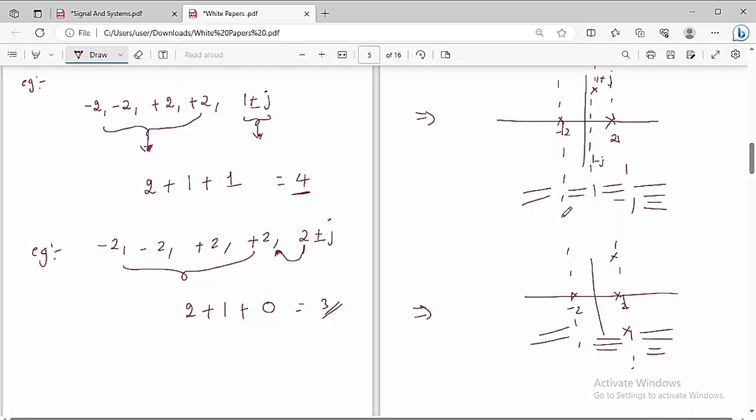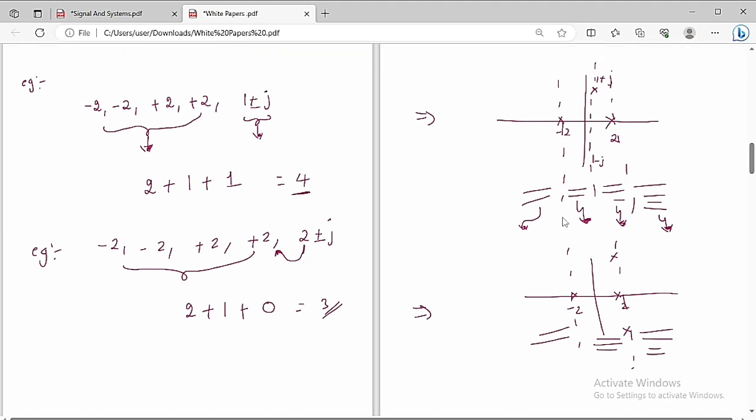Basically, for this ROC, you are going to get one inverse Laplace transform expression. For this ROC, you are going to get one more Laplace transform expression. For this ROC, one more Laplace transform expression you are going to get. For this domain also, you are going to get one more inverse Laplace transform expression. So for each and every ROC, we are going to get corresponding inverse Laplace transform expressions.